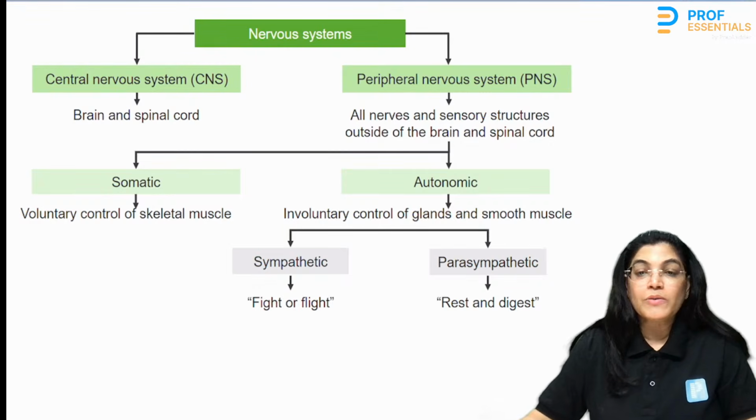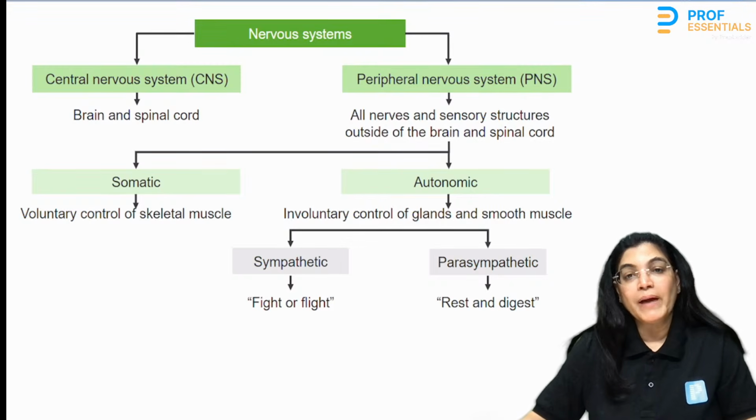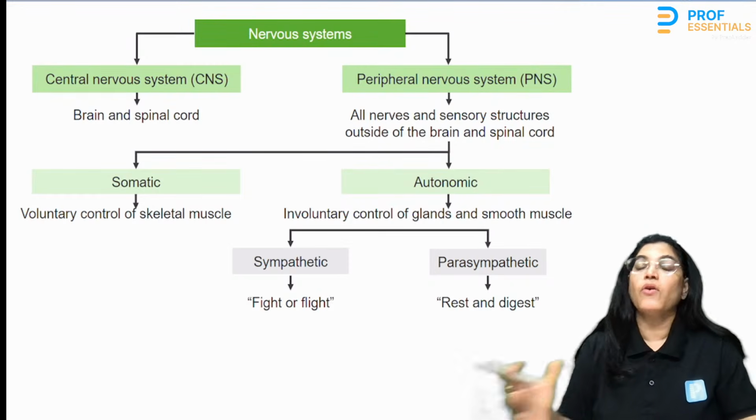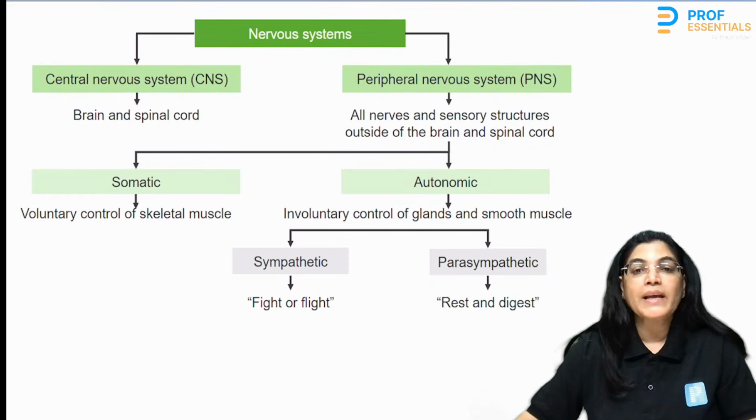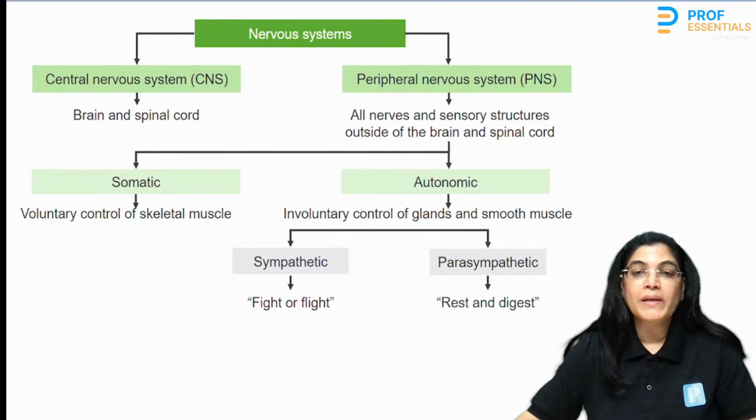The central nervous system consists of the brain and the spinal cord. The peripheral nervous system consists of all the structures lying outside the brain and the spinal cord. It can be categorized as the somatic and autonomic system.